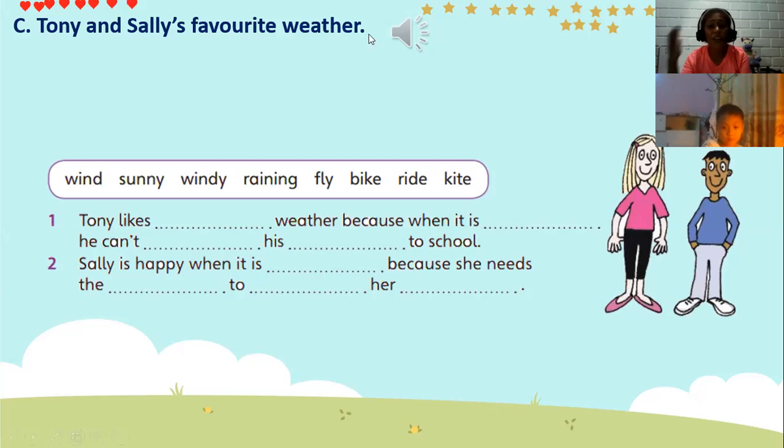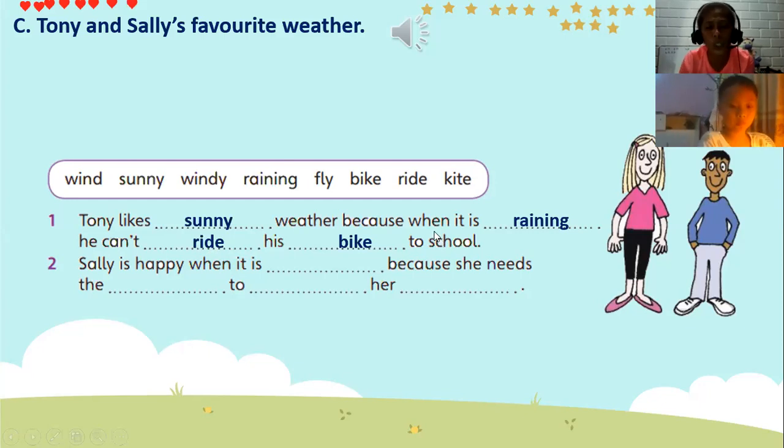Okay, so do you hear that? Today Tony likes sunny. Okay, let us see. Okay, Tony likes sunny weather because when it is raining, he can't ride his bike to school. Again, you read it. Tony likes sunny weather because when it is raining, he can ride his bike to school.